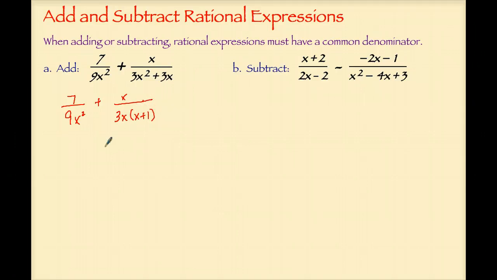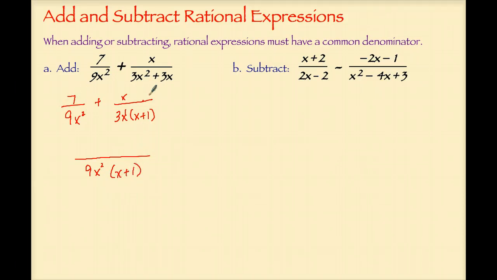Now, our common denominator will consist of every single type of factor that we see in our denominators. A type of factor we have here is 3 to the 1 and 3 squared. We need the largest of that kind, which means we're going to need 3 squared or 9 in our common denominator. We have an x to the 1 and an x squared. We need the largest of that kind of factor, which means we need the x squared, and of course we need the x plus 1 as well. This is our common denominator.